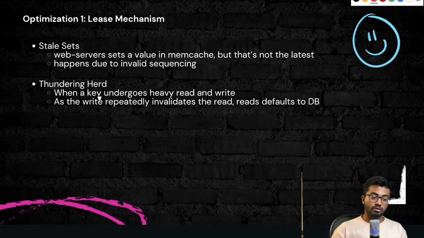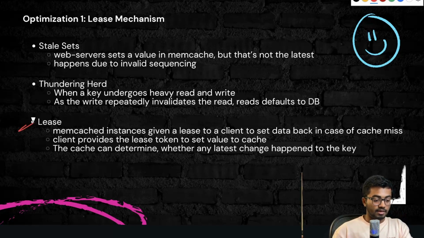So what can we do to solve this problem? And that is where the lease comes into the picture. In other words, the Memcache instance gives a lease to the client to set the data back in case of a cache miss. Once there is a cache miss, the client fetches the value from the database and tries to set it to the cache, right? The client provides the lease token to set the value to the cache, and the cache will determine whether any further changes have been done after the token was given.